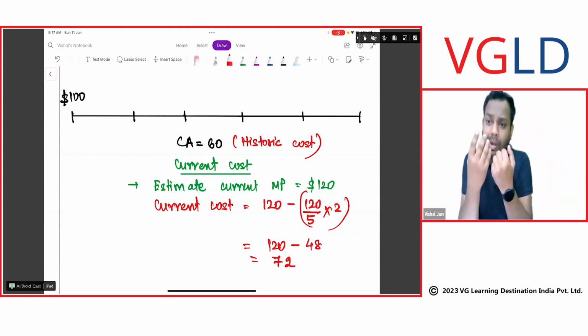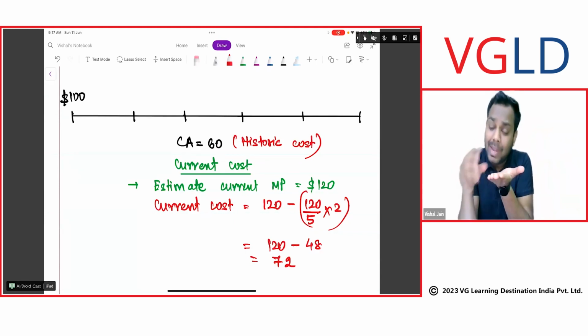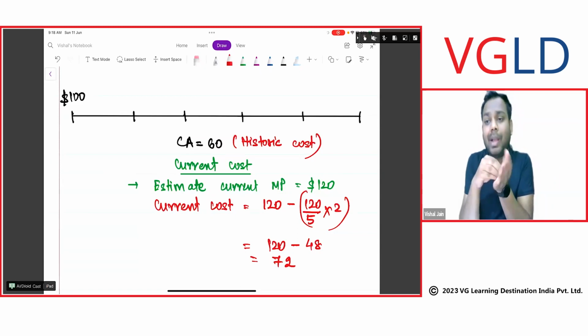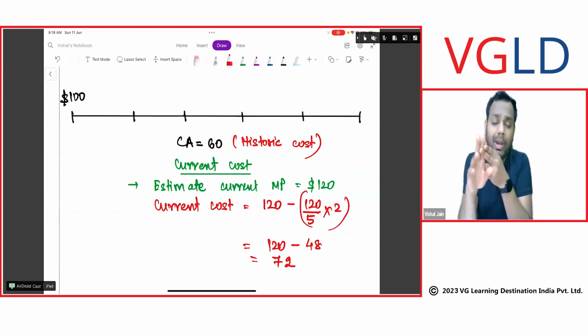Now, what is the meaning of current cost? It is the cost that we have to pay to acquire the same asset in the same condition today. But my asset is used for 2 years, so I cannot get an asset used for 2 years in the market. So I will say the value of the new asset is 120, but my asset is already used for 2 years, so I will depreciate it for 2 years. The value that comes up is called the current cost.